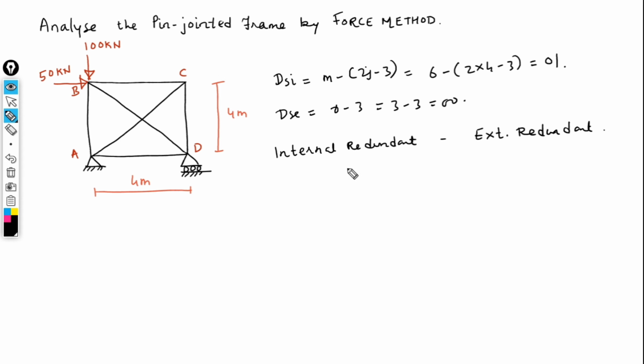Internal redundant is equal to the value of DSI. Here the value of DSI is 1, so internal redundant is 1. External redundant is equal to the value of DSE. Here external redundant is 0.